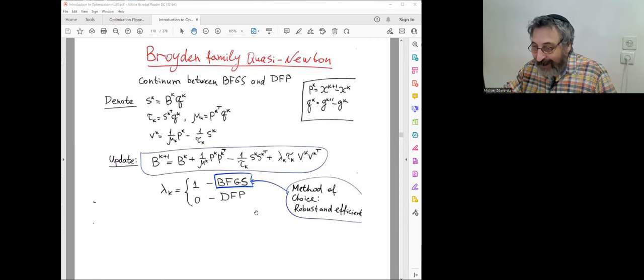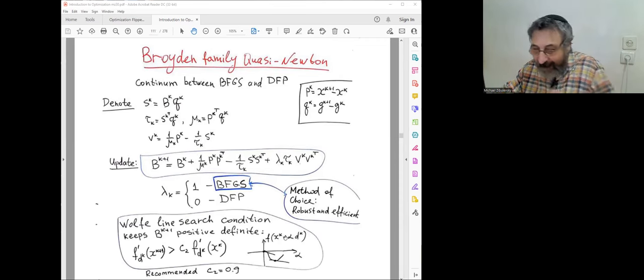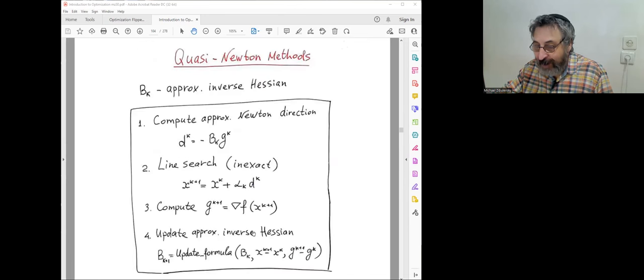Yes. Okay. And now a very important thing that you should pay attention to in your homework, because you will implement BFGS. Actually, for the method to work properly, it should satisfy the so-called Wolfe line search condition in order to keep the update positive definite. And what is this condition? Whenever we do line search, where is line search in our method? I should remind you very briefly. Oh, here, yes.